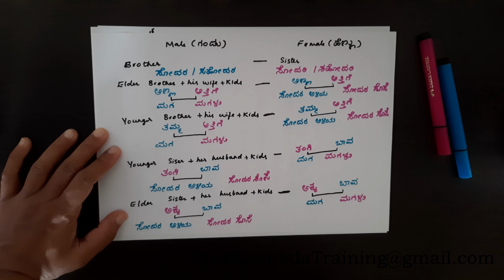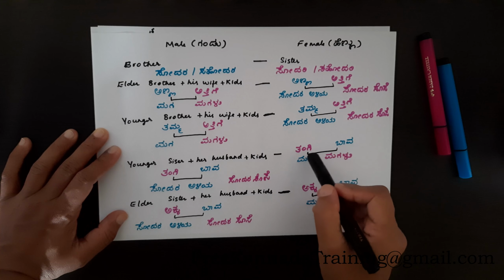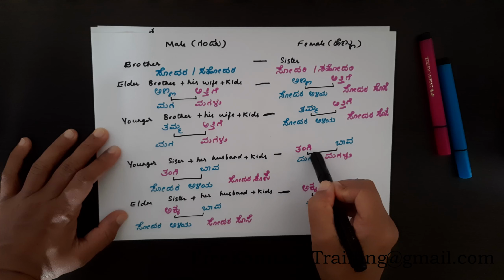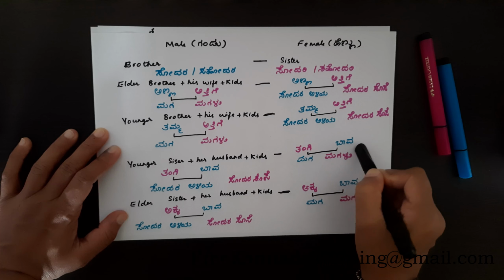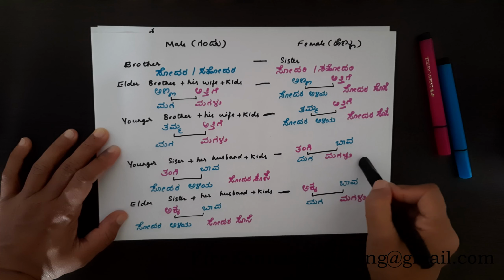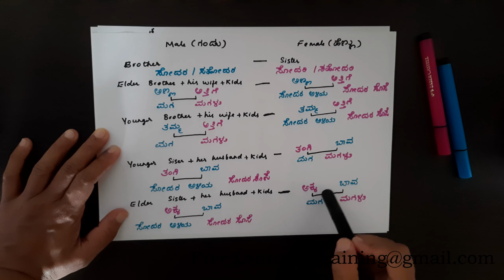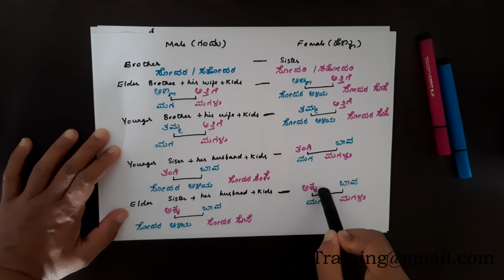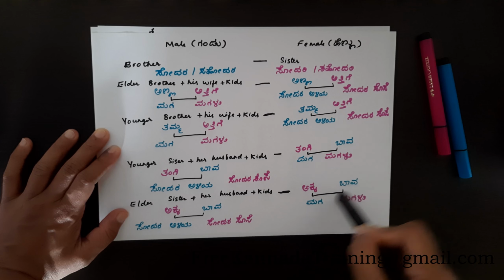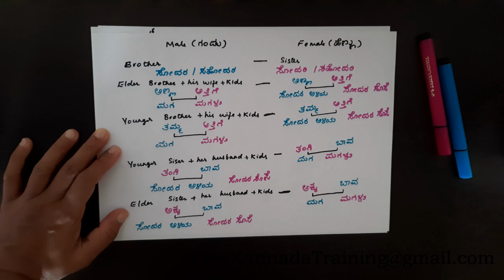for you. Wherein if you are female, your younger sister will be Tangi and spouse will be Bava. Their kids will be Maga or Magalu. And if that is elder sister, then Akka, spouse will be Bava, kids will be Maga, Magalu.